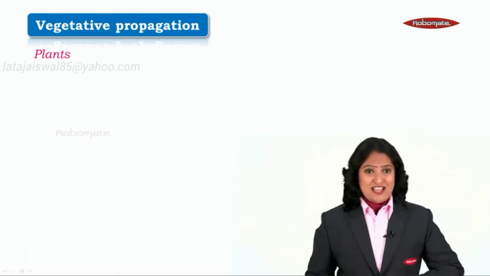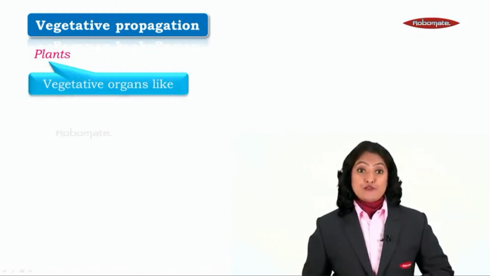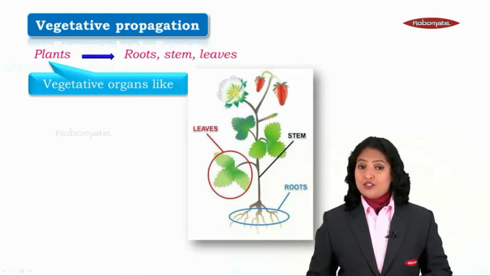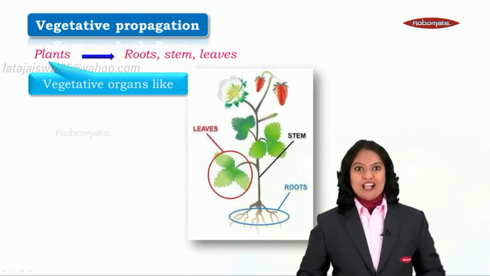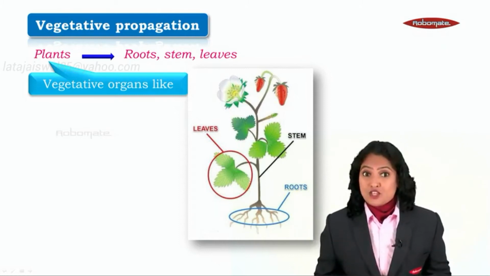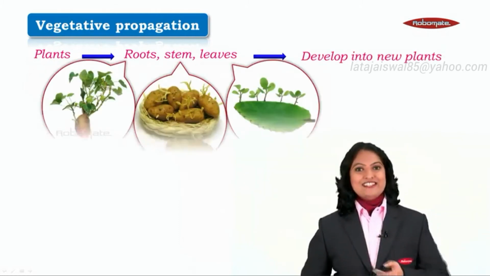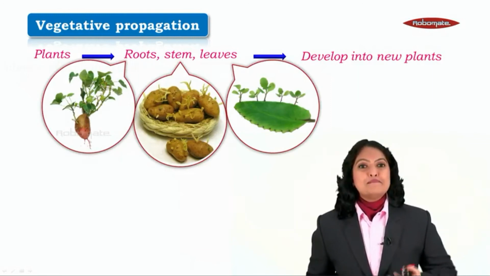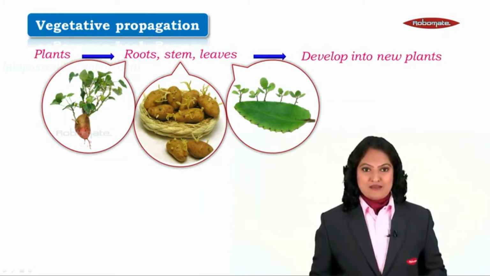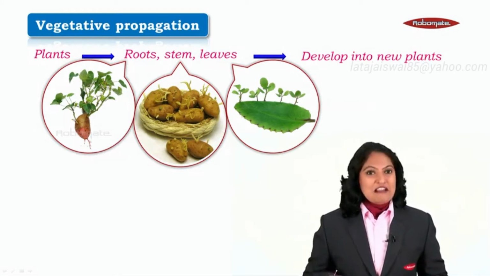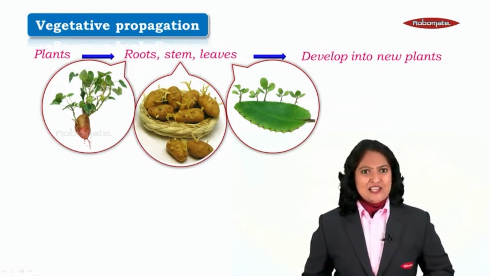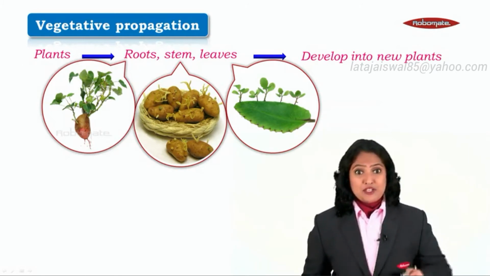Okay, let's understand this. Plants have vegetative organs. Organs like roots, stem and leaves. Students, these are the normal organs of which a plant is made up, and their fundamental function is not reproduction. However, in certain cases, they develop the capacity of reproduction. They promote the capacity of reproduction and produce new individuals, like roots, sweet potato, stems, potatoes, and leaves. Even leaves can produce new individuals.